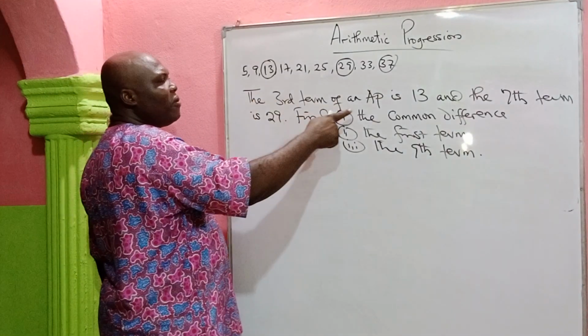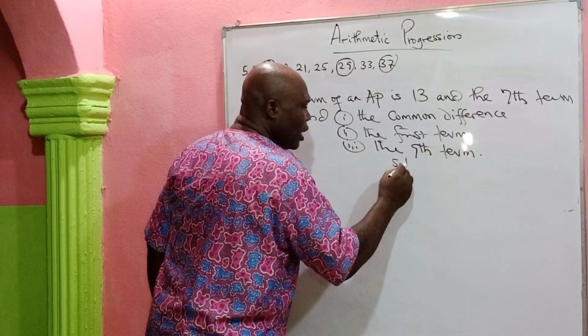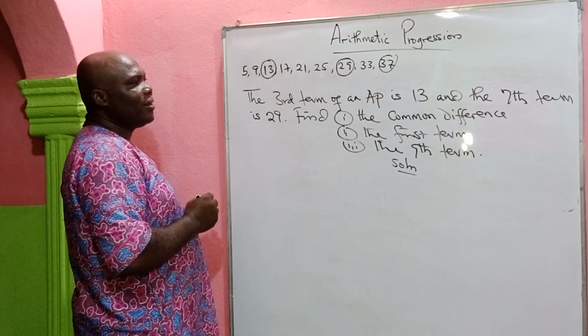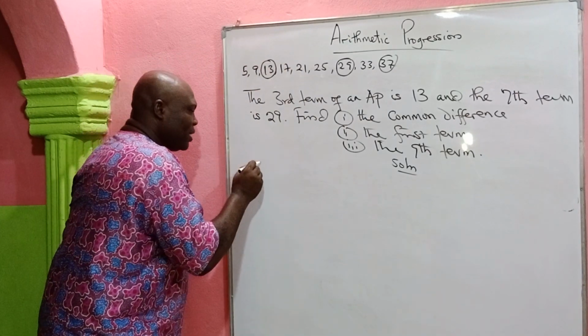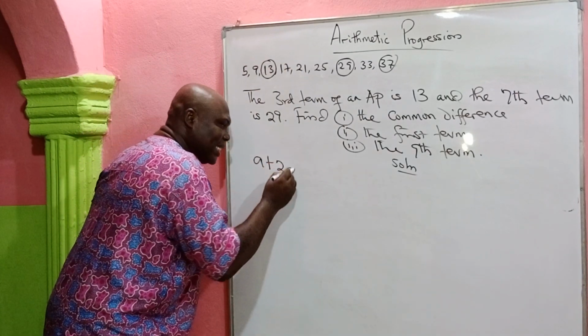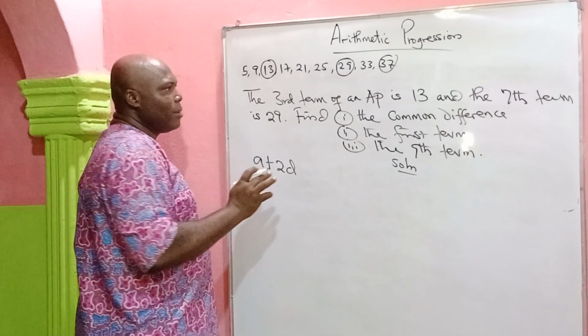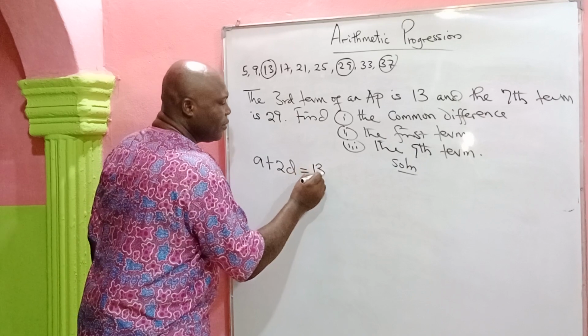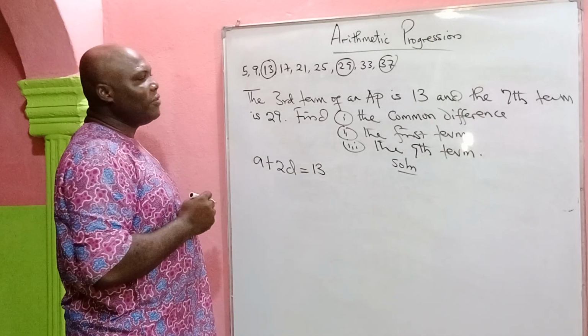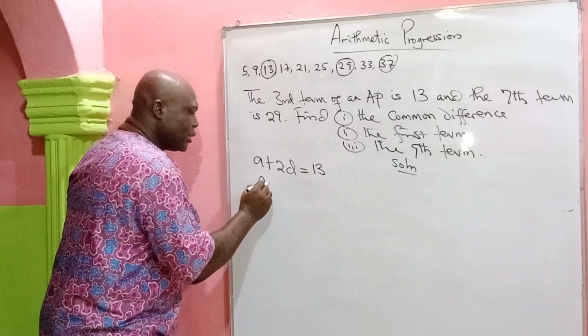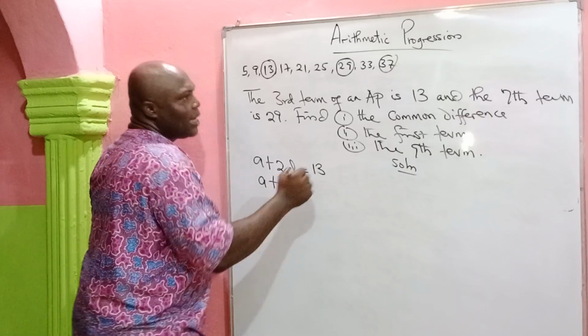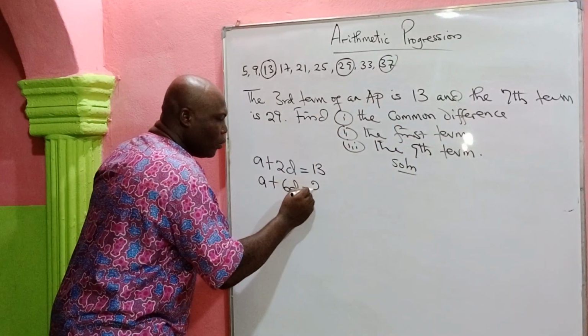Now, they say the third term of an AP series. Solution. Let's begin. The third term of an AP series is 13. The third term of an AP is given as A plus 2D. That's the third term. We know the formula. So the third term is given as 13. Then we have the next one, the seventh term. The seventh term, of course, is A plus 6D. And they say the seventh term is 29, so we record 29.